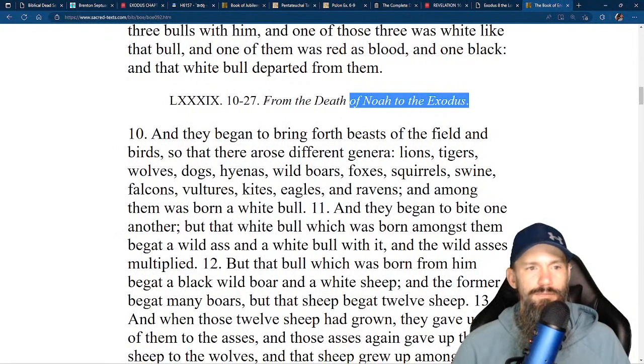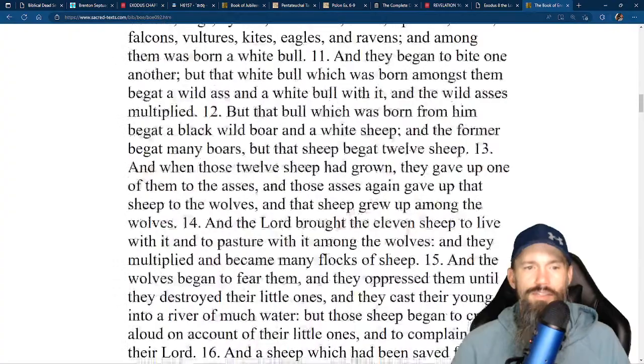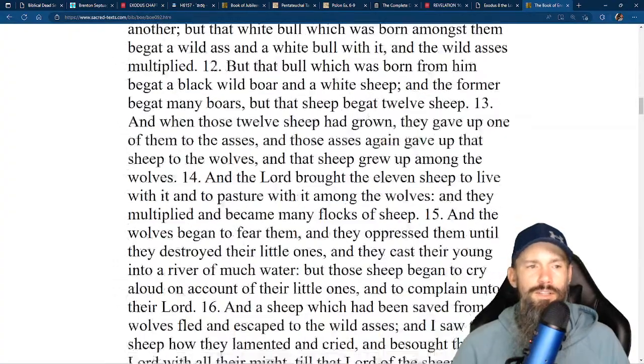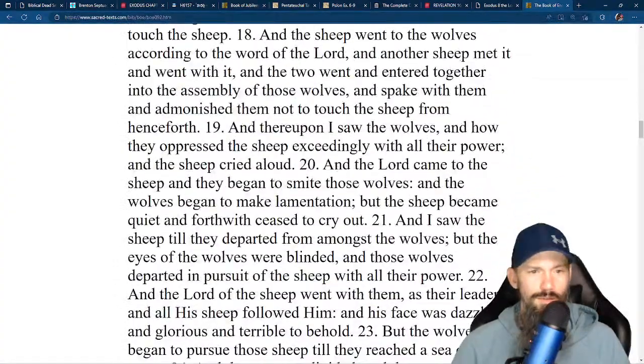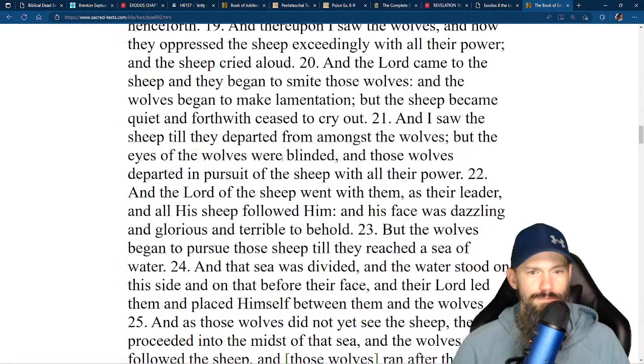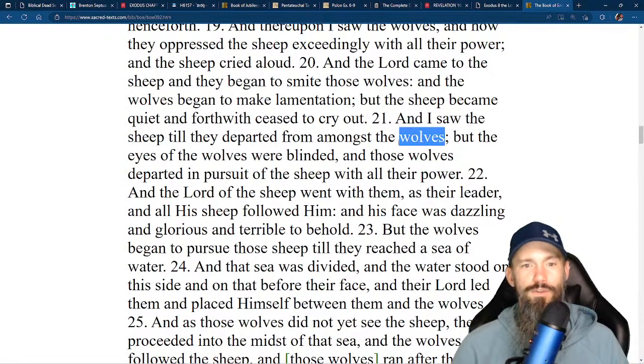This is I think the translator's notes. But so you go down here. And you go to, and I saw the sheep till they departed from amongst the wolves. So the wolves are the Egyptians coming out of Egypt. But the eyes of the wolves were blinded. Those wolves departed in pursuit of the sheep with all their power.